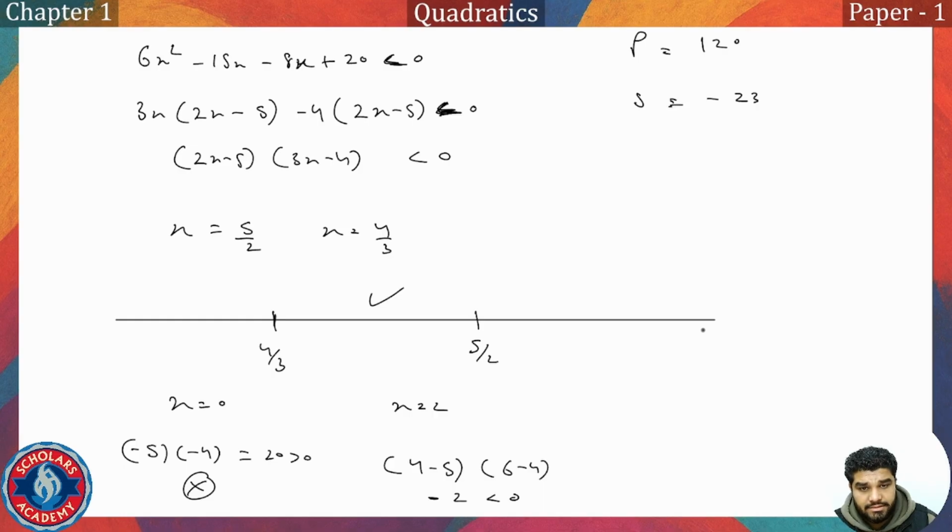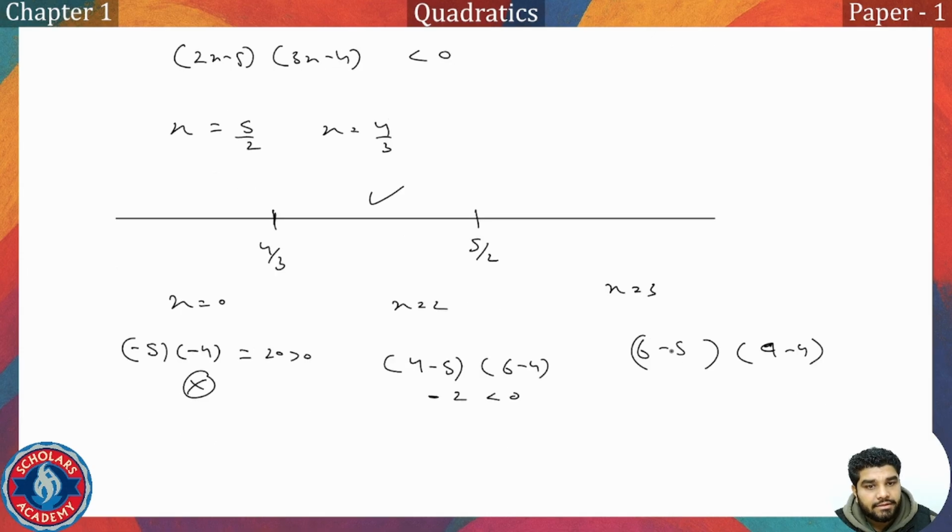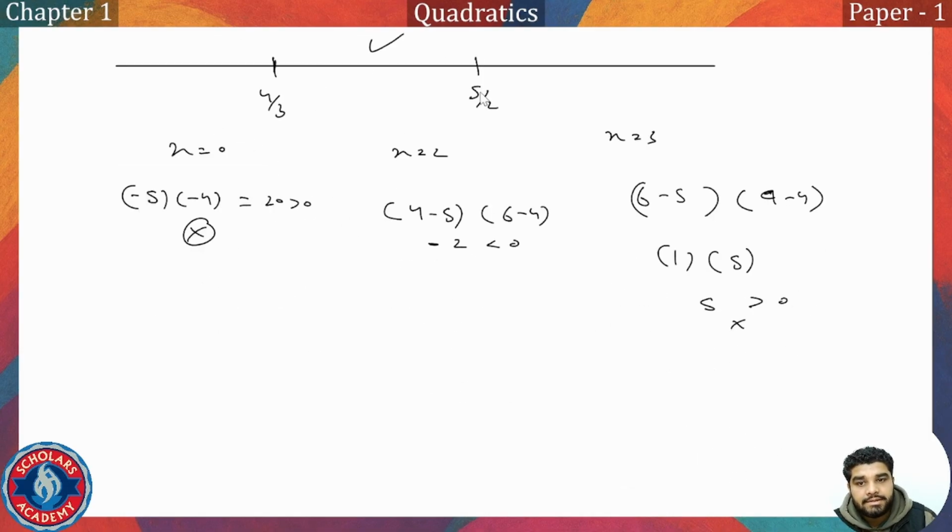So yes, we will take this interval, and if I take a value from here, x is equal to 3. If I substitute it, I get 6 minus 5 and 9 minus 4. So we get 1 times 5, which is 5, and this is greater than 0. So we'll also not take this interval. The only interval that we are taking is 4 by 3 less than x less than 5 by 2. So this is our answer.